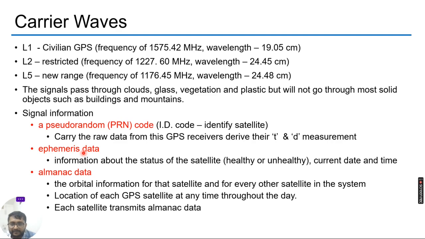Then we have ephemeris data, which is the data related to the satellite health, which shows whether the satellite is healthy or not, its current date and time, and so on. And then we have almanac data, which is the data related to the orbital information for that satellite and for every other satellite in that constellation. Like if we take the example of ISRO's IRNSS, there is one satellite, and along with that, the other six satellites' data it will also give us. Then the location of each GPS satellite at any time throughout the day, and each satellite transmits this almanac data set.